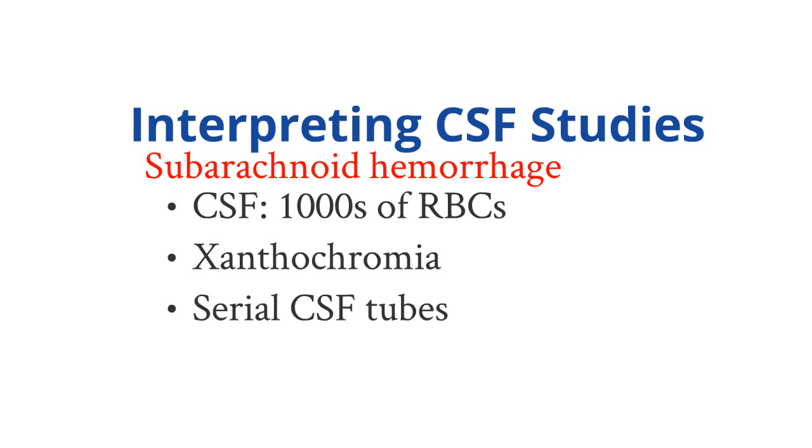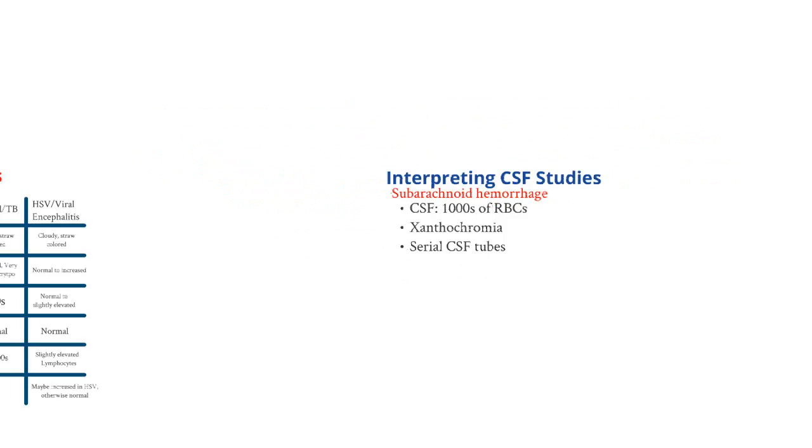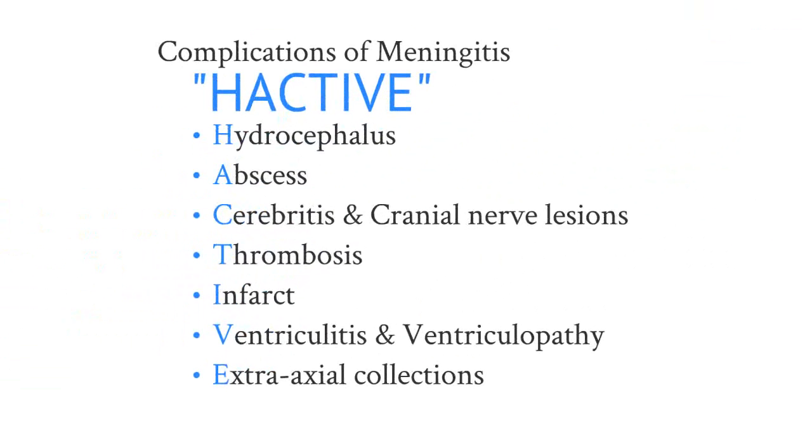Because by the time you get to the fifth or last tube, there should be almost no RBCs present. While with subarachnoid hemorrhage, you'll see thousands of RBCs present in all the tubes with no significant decline from one to the other. So that's how you differentiate between subarachnoid hemorrhage and traumatic tap. Now we've gone over how to decipher what is the cause of the meningitis and the symptoms that patients present with. But now we'll talk about the complications with meningitis.